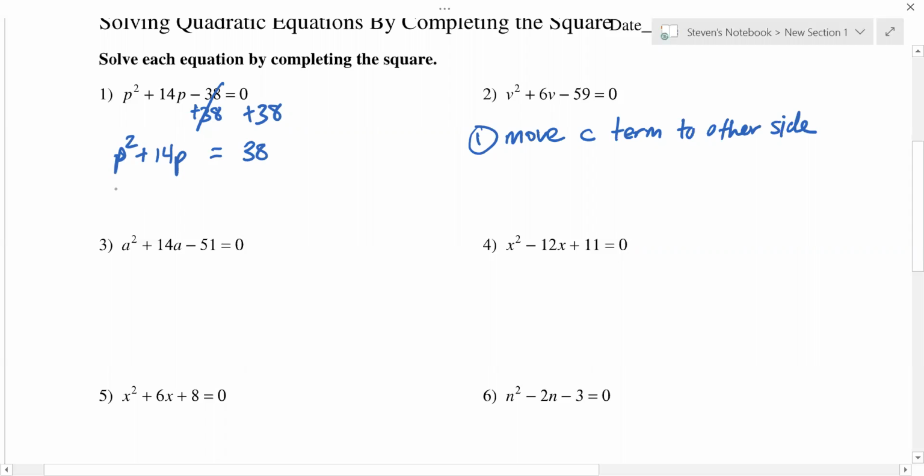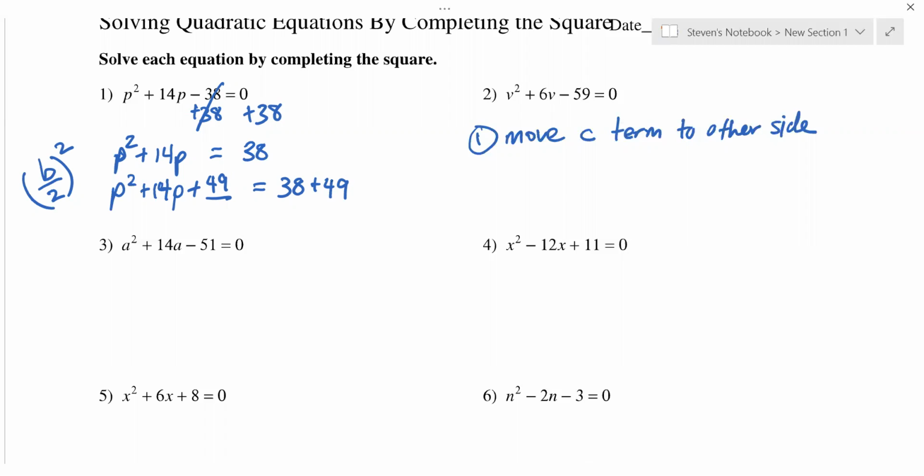Now I want to complete the square here with this one. So p squared plus 14p. We want to add our own c term in there to complete the square. We do that by taking the b term, dividing it by 2, and squaring it. That tells me what number I need to add there. So 14 divided by 2 is 7, and 7 squared is 49. So I'm going to add 49. What you do to one side, you should do to the other.